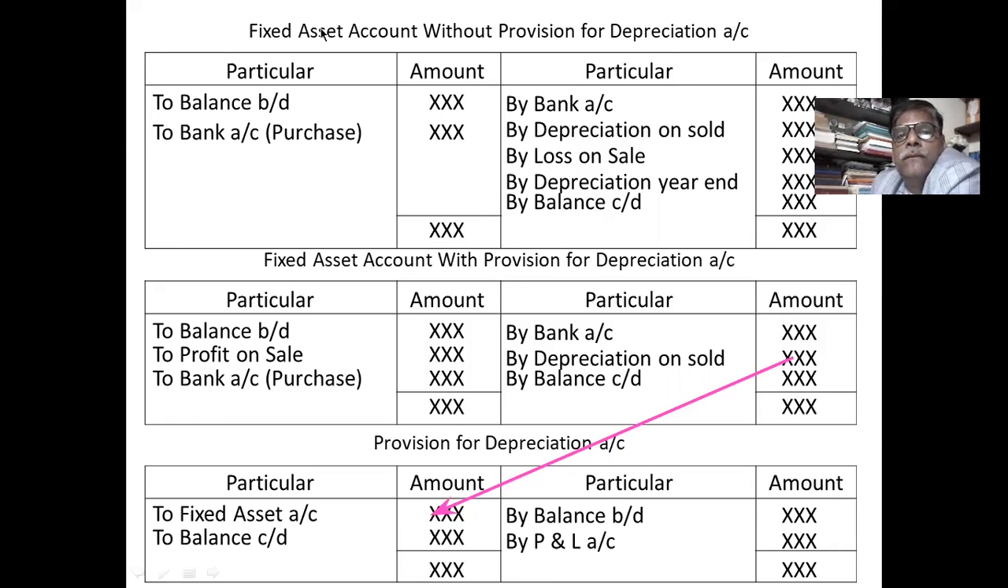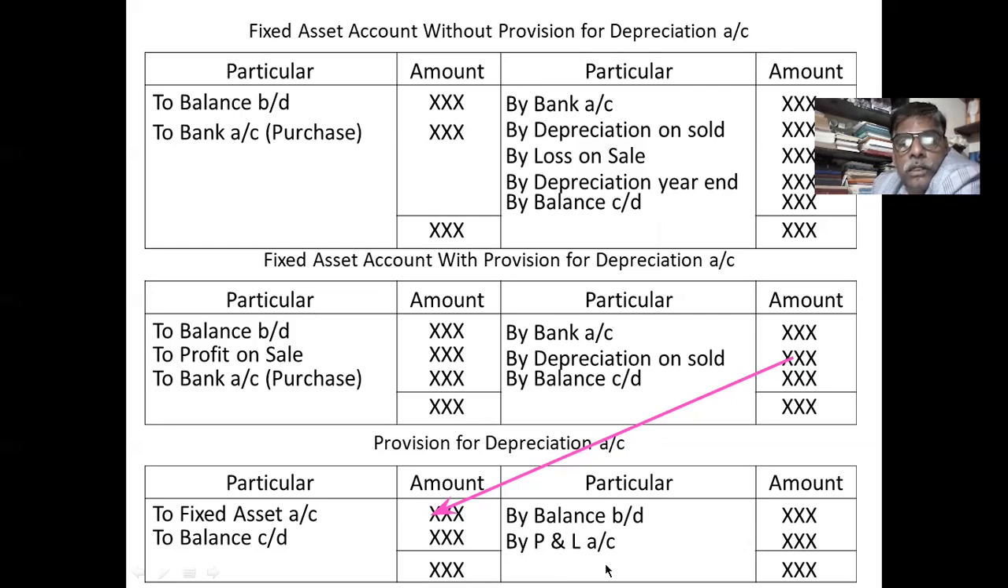Remember this. If provision for depreciation is not given in the problem, only one account you have to prepare. If provision for depreciation is there, you have to prepare two accounts. One is the asset account, second is the provision for depreciation account. And in the asset account, sale of asset, profit or loss on sale, then depreciation on that asset up to the date of sale, you have to take. And the same depreciation you have to record in the debit side of the provision account as to asset account.